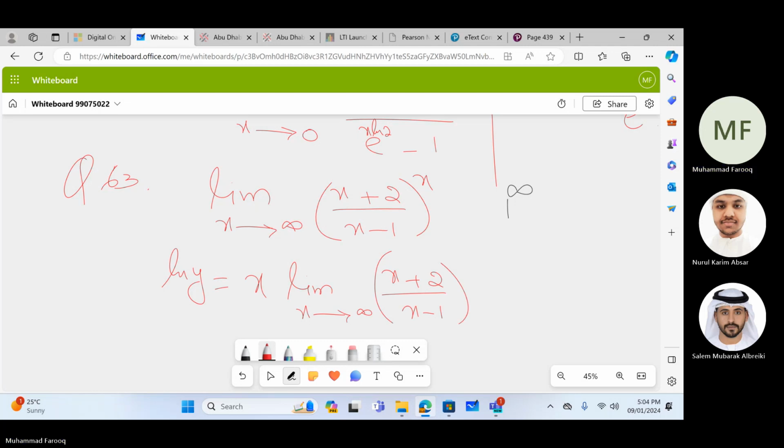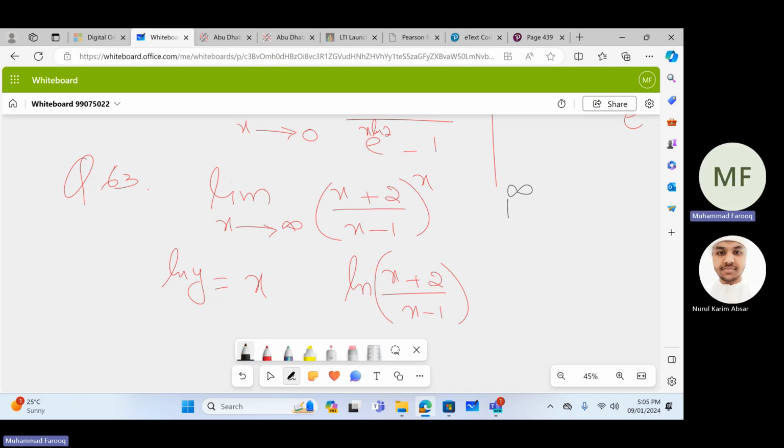You understand it? Okay. Now here we have to make the numerator and denominator. I apply ln on both sides. Then the power x comes down before ln, by the logarithm property. So now we have x times ln of this, and limit x approaches infinity.